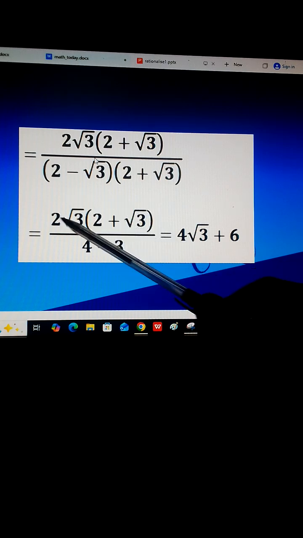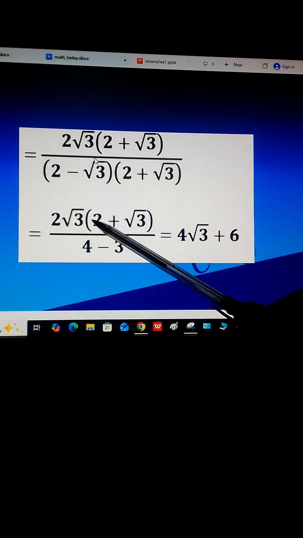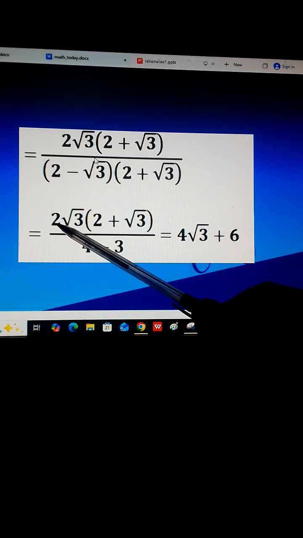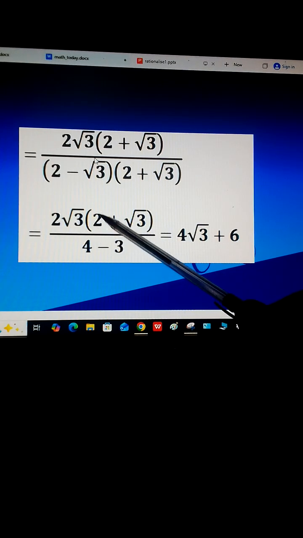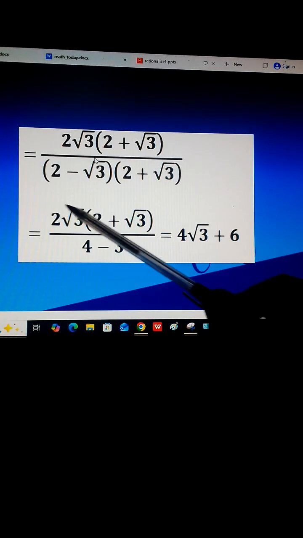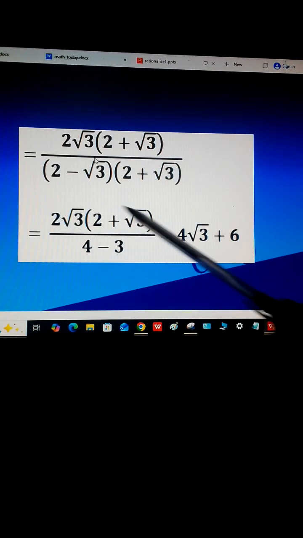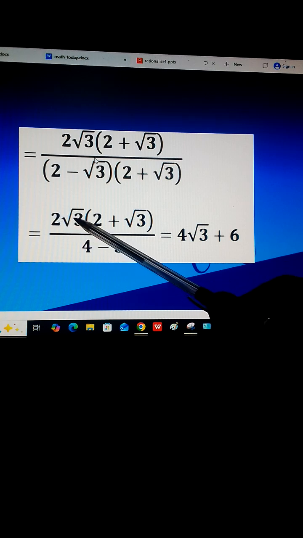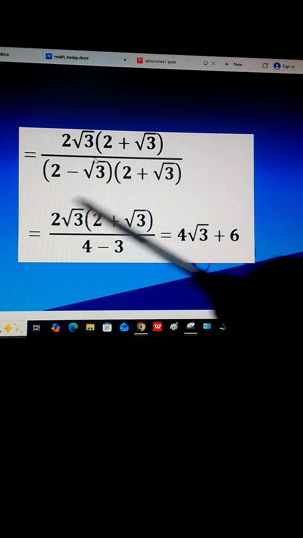Now we can evaluate the numerator by opening the brackets. 2 root 3 times 2 is 4, then root 3. Plus 2 root 3 times root 3. Root 3 times root 3 is 3. 3 times 2 is 6.